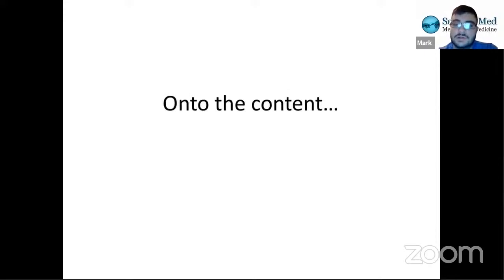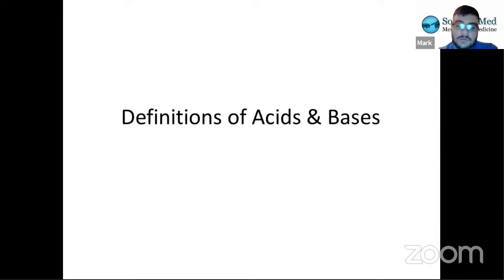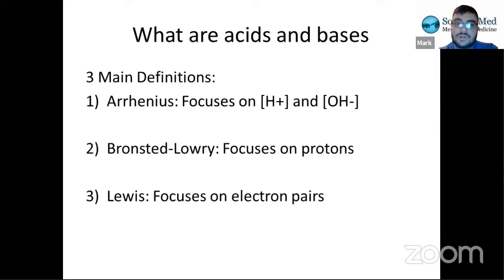All right, so we're moving on to the content. First, we want to talk about the definitions of acids and bases. So there are three main definitions that I'm sure you've heard of before.